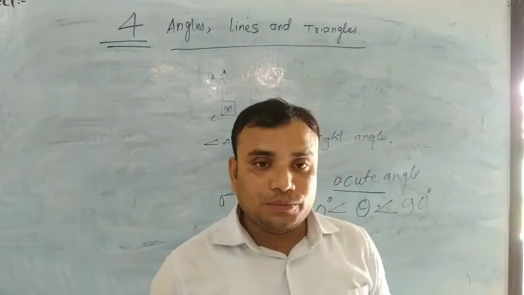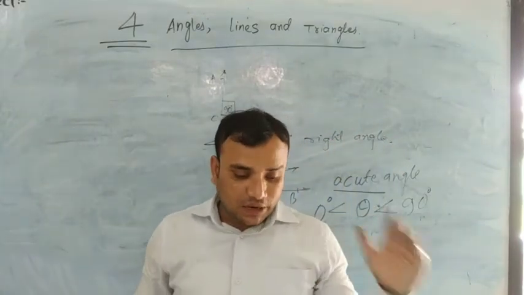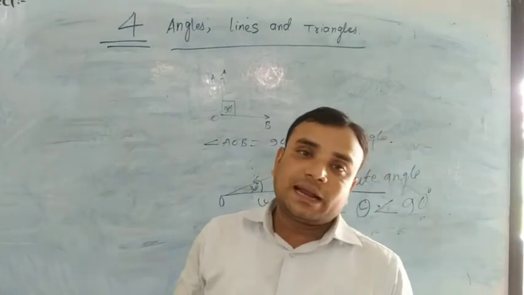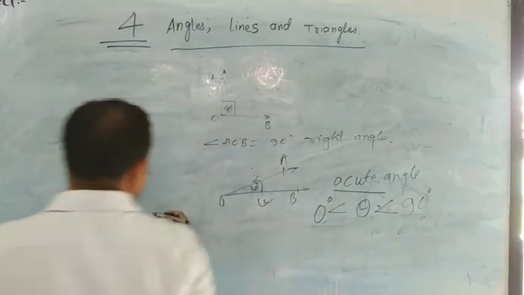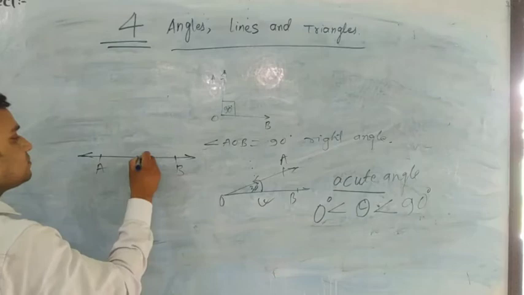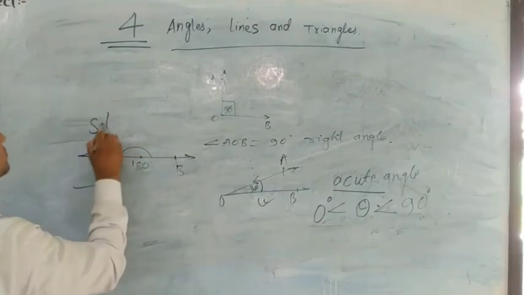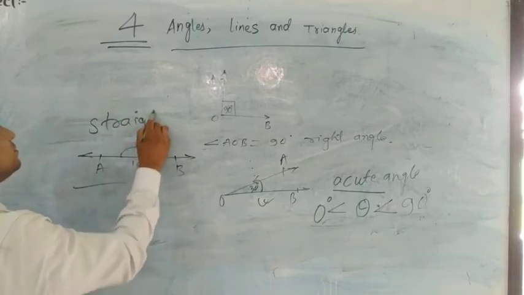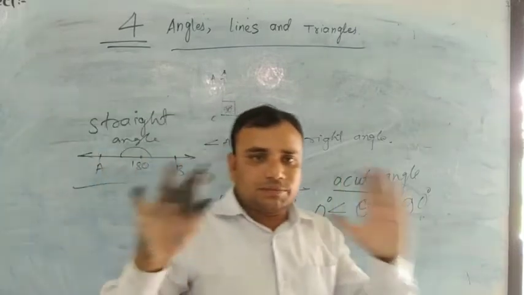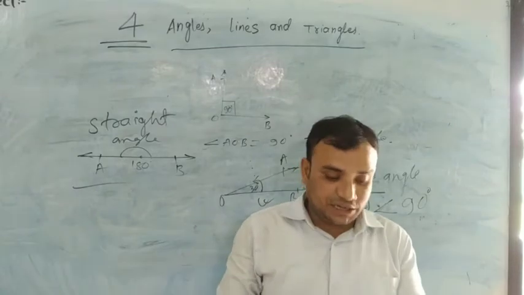And now the obtuse angle: an angle whose measure is more than 90 degrees but less than 180 degrees is called an obtuse angle. And a straight angle means any angle whose measurement is 180 degrees. An angle whose measurement is 180 degrees is called a straight angle.